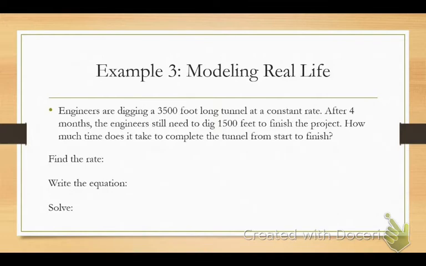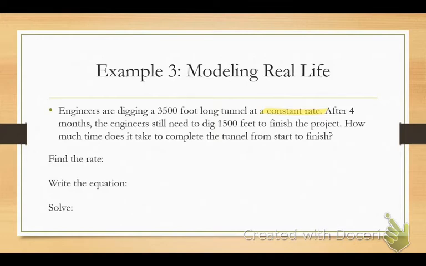Engineers are digging a 3,500 foot long tunnel at a constant rate. If they did not say these two words, I could not figure it out. If the first month they dug 200 feet, but the next month they got a bonus and dug a lot more, so they dug 1,000 feet, I could not use a rate to figure out how long it's going to take. However, if they are digging at a predictable rate, that's what constant means. It's saying no matter how long it takes us, we're going to dig this amount of feet per month. Are you with me so far?